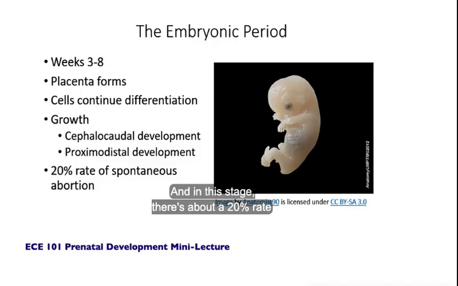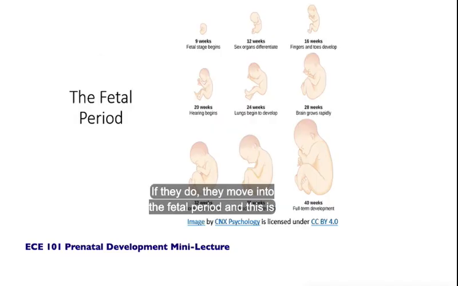And in this stage, there's about a 20% rate of spontaneous abortion or miscarriage. So there's quite a few embryos that don't make it out of the embryonic period. If they do, they move into the fetal period.